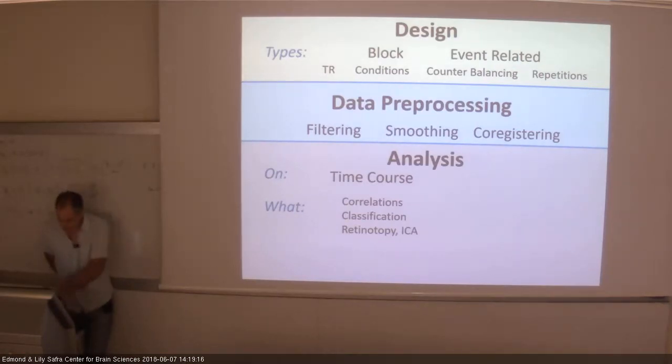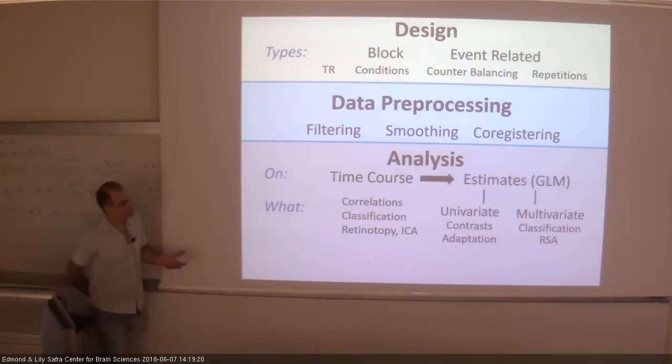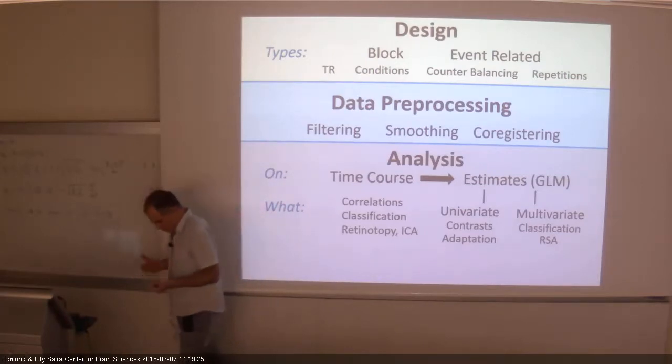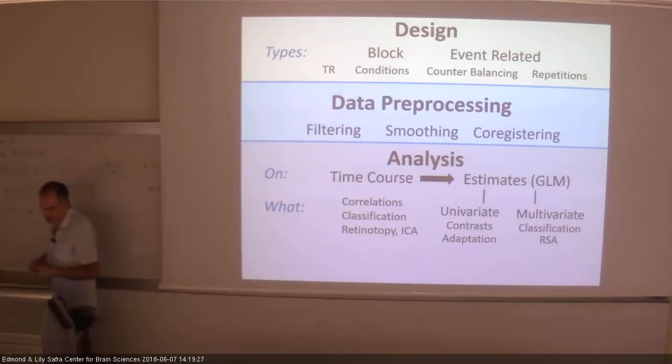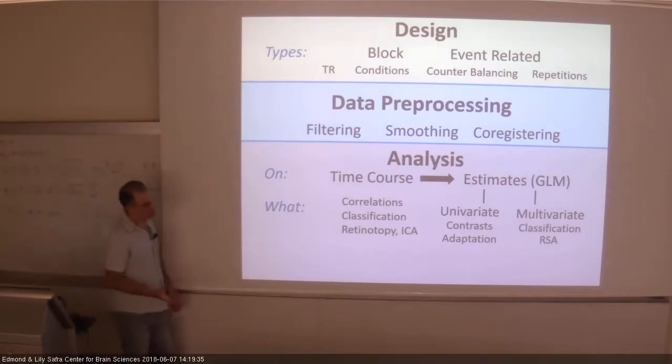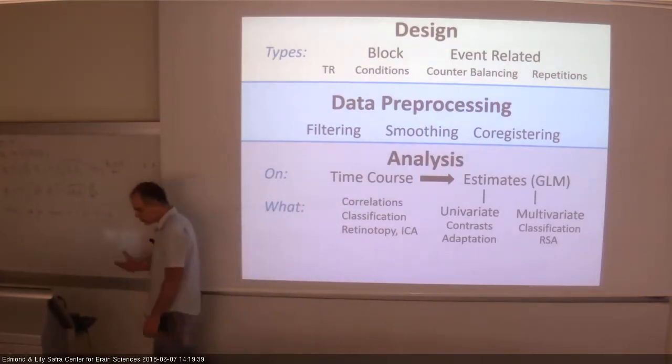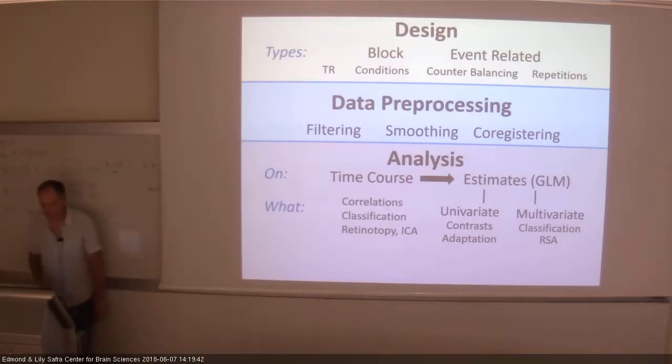Do retinotopy, which is some kind of correlation. Also, what you usually do, and what we'll talk about, is extract estimates from that data, and these beta estimates will serve as the hallmark of the activation. Those you can also analyze in a univariate way, which we'll talk about, or a multivariate way, which you probably heard about, or maybe I'll mention in a few minutes next week.